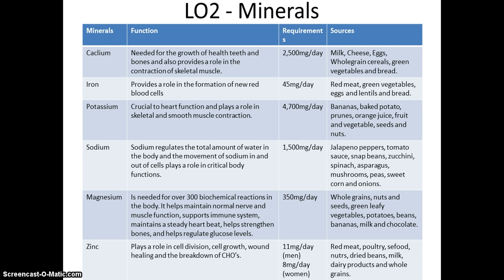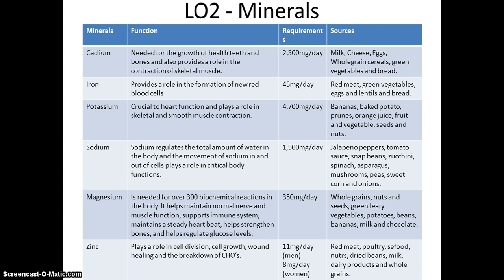Sodium, if you think back to the sodium-potassium pump, these two work together to play a role in body functions and generating action potentials and things like that. But sodium also helps regulate the amount of water in the body, so it's got an important job there. 1,500 milligrams per day needed, and again we can find it in things like jalapeno peppers, tomato sauce, zucchini, sweet corn, and onions. Magnesium. Now, this is quite a funny one actually.